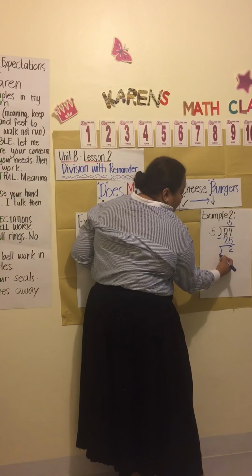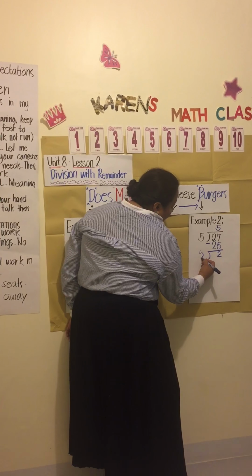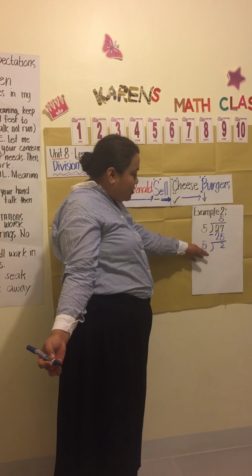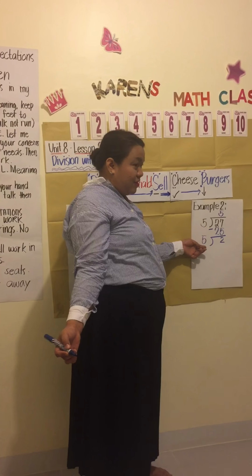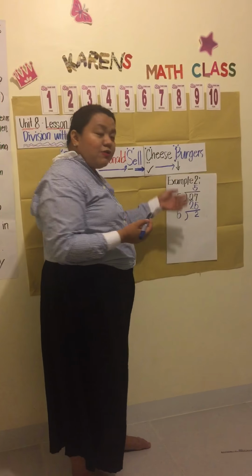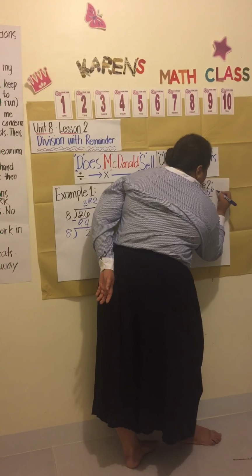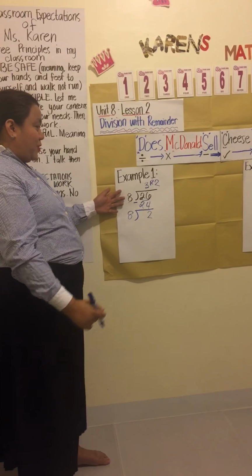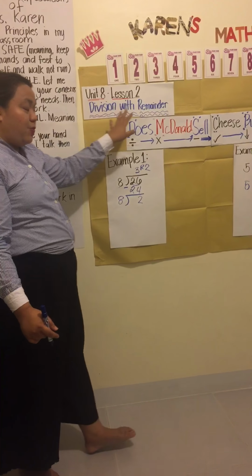Therefore, we have to make a house again and bring down 5. And we are going to do the operation again to check whether we can divide 2 by 5. We can't divide it because 2 is smaller than 5. So this will become our leftover again. So we have to write R2. Look closely at our work. All right, this is how to do our division with remainder.